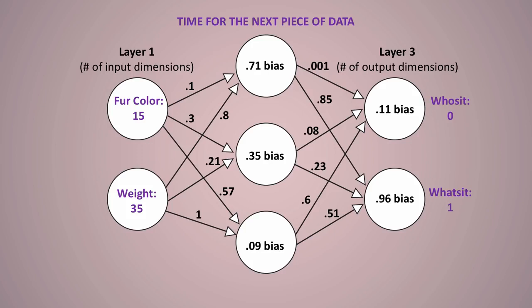So now we go through the next piece of data. Yay, we did one iteration through the first piece of our data set. We're not through our iteration yet. We're going to go to the next piece of our data set where fur color is 15 and weight is 35, and that's a what's it. And so we do that through each piece of data in our data set, and boom, that is considered one iteration. So we have an iteration, and we have an average error rate there.